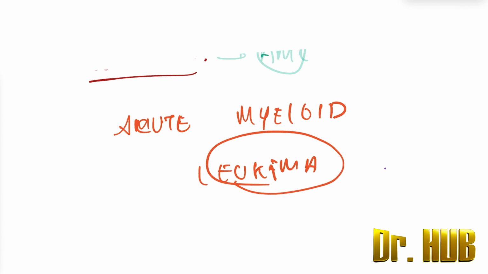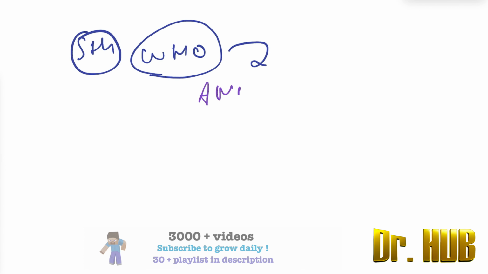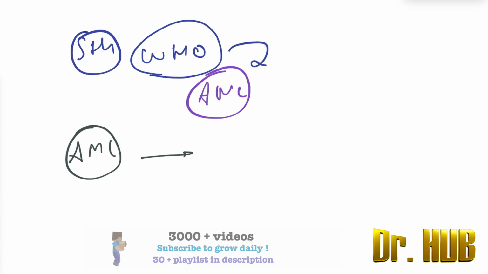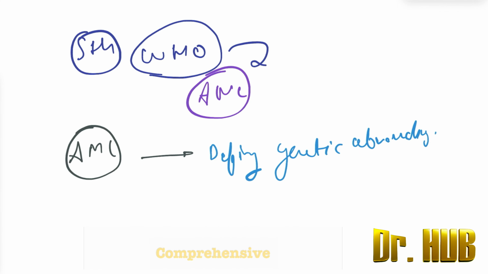So here we are focusing on the 5th edition of the WHO. According to the 5th edition of the WHO classification, it classifies acute myeloid leukemia. So what is the classification? There are different categories. Firstly, we are seeing the AML with defining genetic abnormalities.